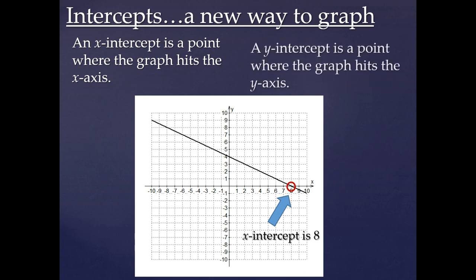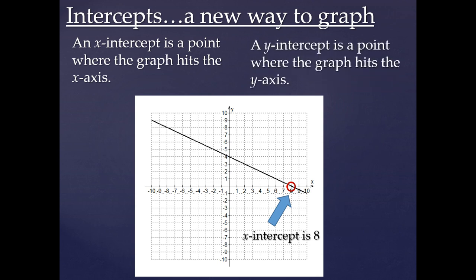Now, the y-intercept we're very familiar with. It's the point where the line crosses the y-axis, and this particular line crosses the y-axis at positive 4. So, nothing crazy so far.